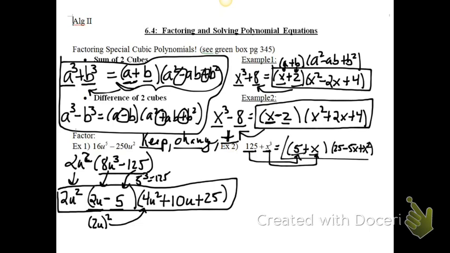It doesn't say anything about having to write your polynomials in standard form, so it's okay, it's factored, and we can leave it as that. Let's go to the next slide.